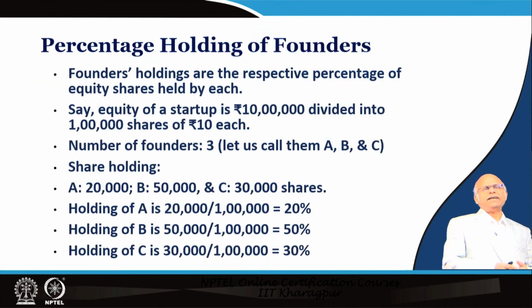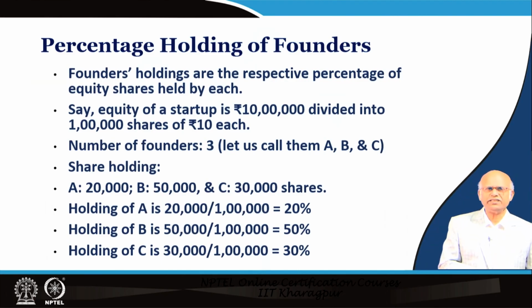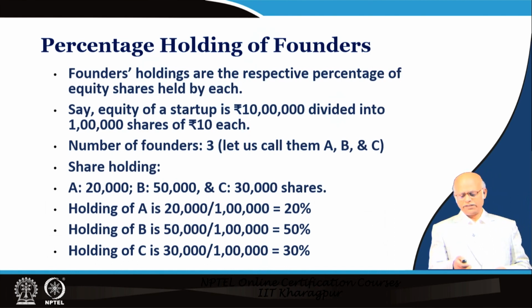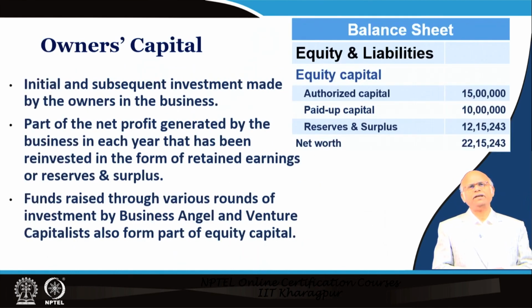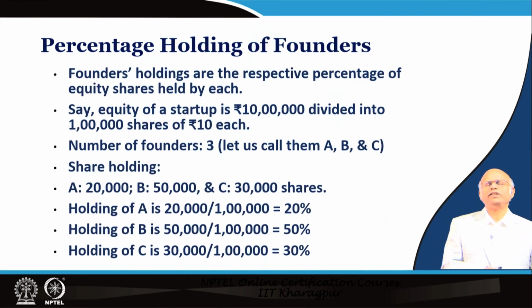Now, suppose after a while you have already built a product and you need more money, or before that, let us talk about the percentage holding. This authorized capital and paid up capital have a par value or face value concept. Suppose you have 3 co-founders, A, B, and C. Now, A has brought in say 2 lakh rupees, B has brought in 5 lakh rupees, C has brought in 3 lakh rupees, total 10 lakh rupees.